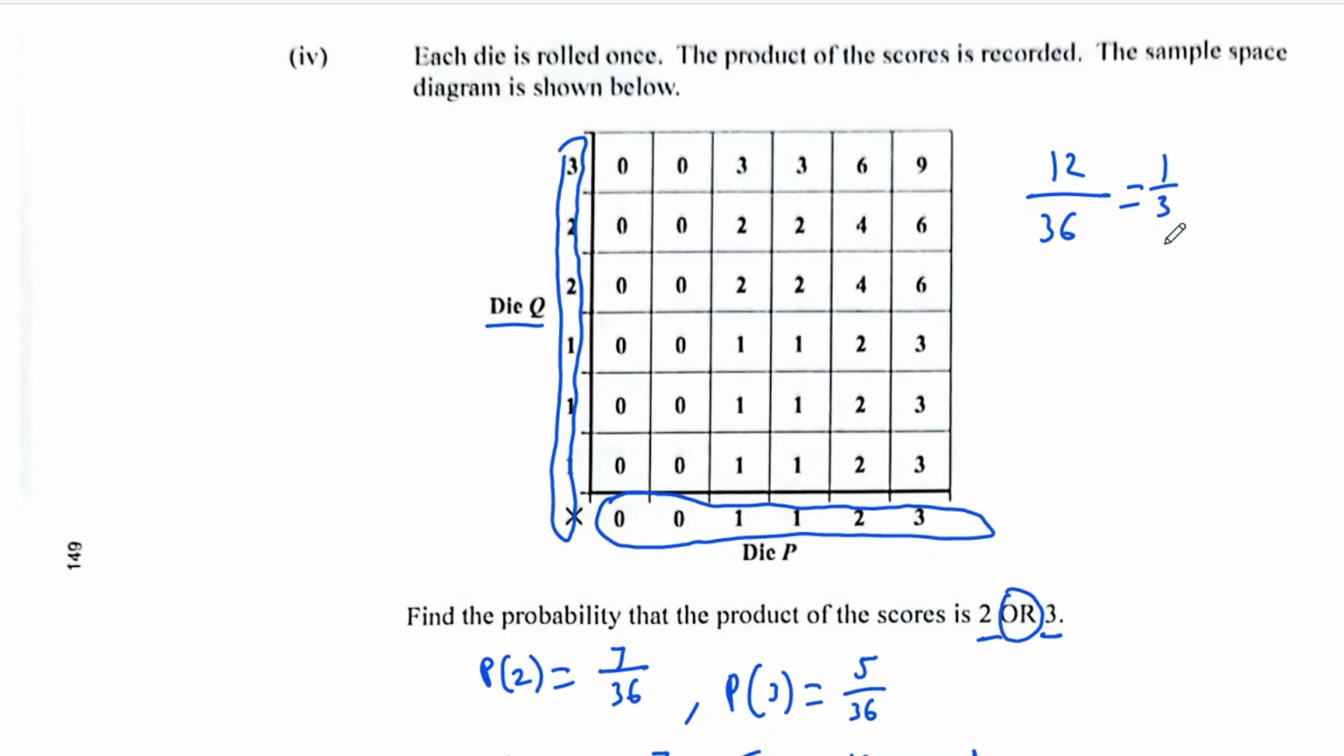Understand it better now? Yes, sir. Yeah? Okay, good. All right.